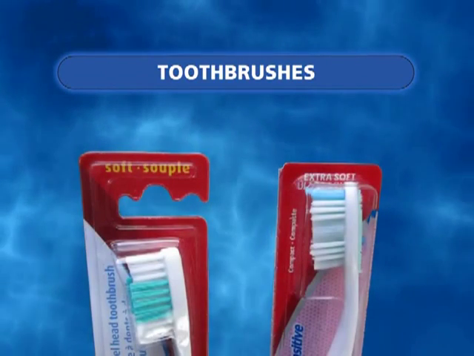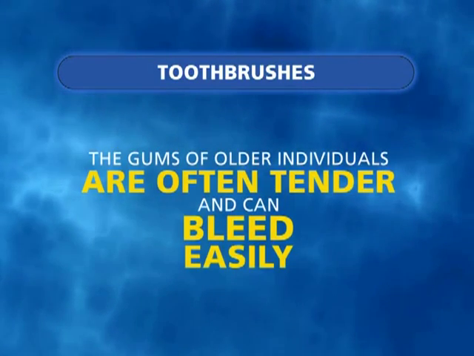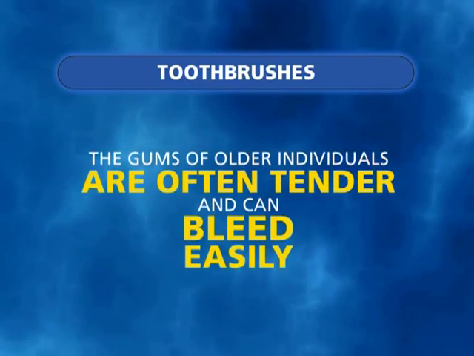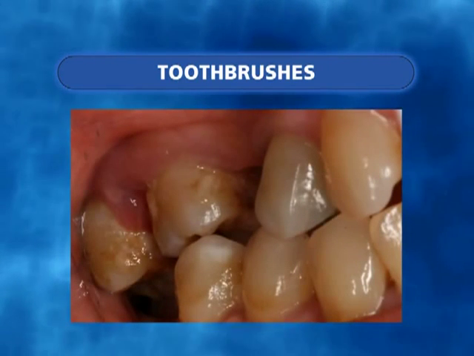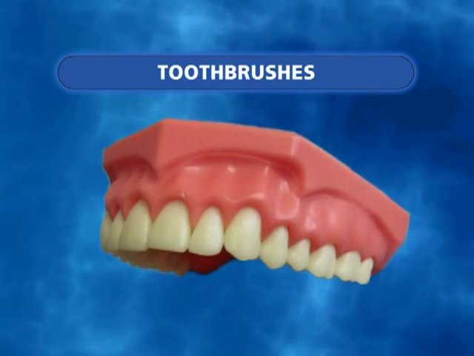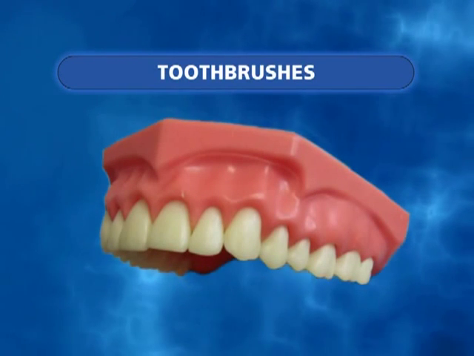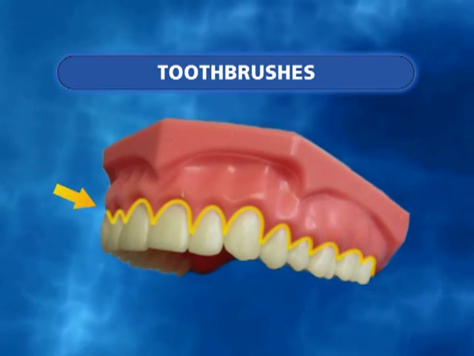It is always best to use a soft or ultra-soft toothbrush. The gums of older individuals are often tender and can bleed easily, especially if they are already showing signs of gingivitis. Softer toothbrush bristles are more effective in cleaning the area close to the gum line. This is the area where the gum meets the crown of the tooth.